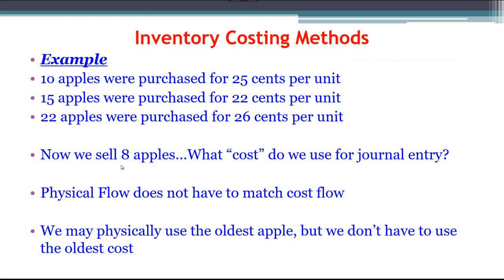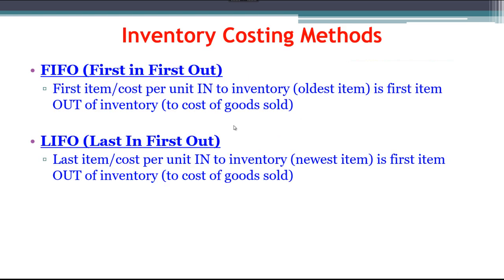Now let's say that we sell 8 apples. The question is, what cost do we use for our journal entry? Do we use 25, 22, 26, maybe some average? From a physical flow perspective, we want the older apples to go first so they don't spoil. So assuming this was the chronological order of those apples, we'd want the 8 apples to come out of this 10 apple barrel first. But that doesn't necessarily mean we have to use the oldest cost. The physical flow and the cost flow do not have to match. Sometimes they do. They don't always have to, though.